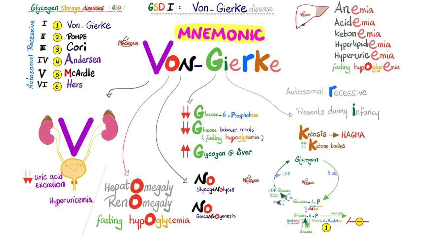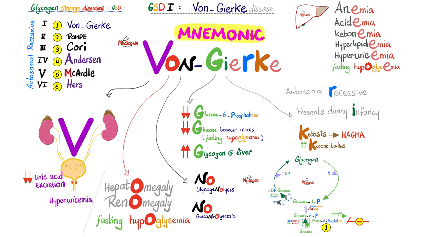Now, mnemonic time. Von-Gierke disease, also known as type 1 glycogen storage disease. The V, what does that remind you of? Well, it's the shape of the two ureters going to the bladder. O, which reminds me of decreased uric acid excretion, probably because lactic acidosis decreases the ability of the kidney to excrete uric acid. Less excretion of uric acid equals uric acid will accumulate in my blood, hyperuricemia.